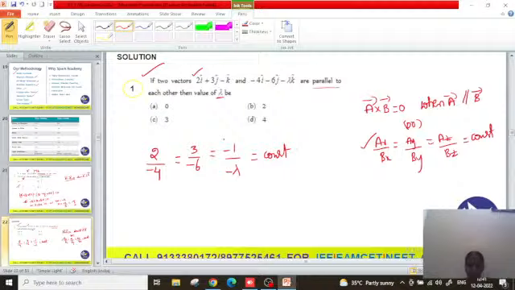You can equate with any of these ratios, then 1 by lambda is equal to 1 by 2. Actually we are getting a minus also, so you just write its magnitude, then the lambda value is equal to 2. Only the constant value we are representing, that is 2. So here we are using the property of the vector product or cross product.